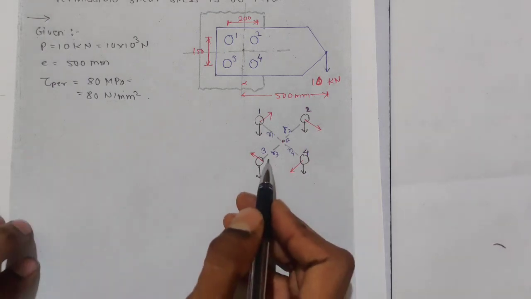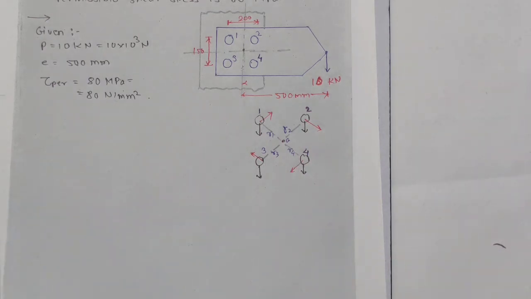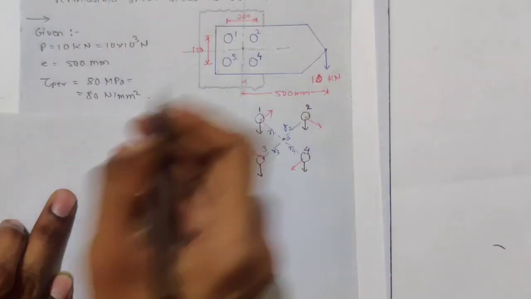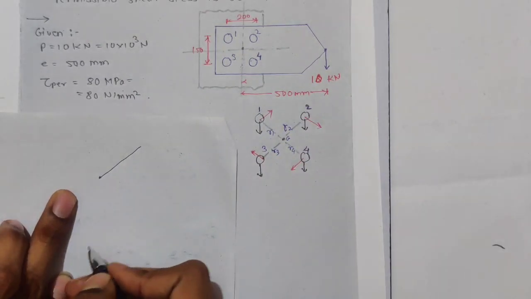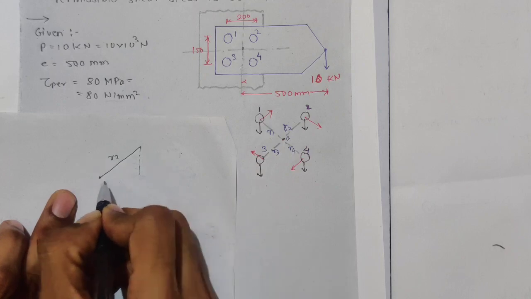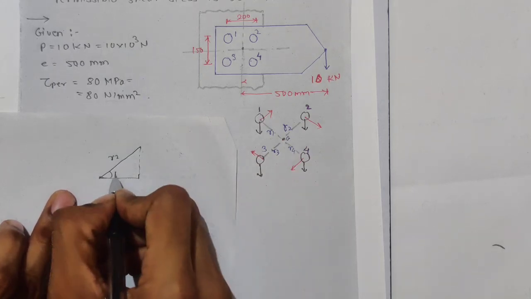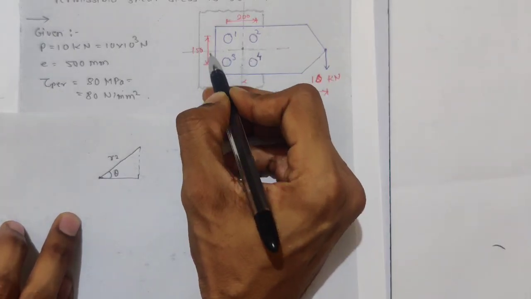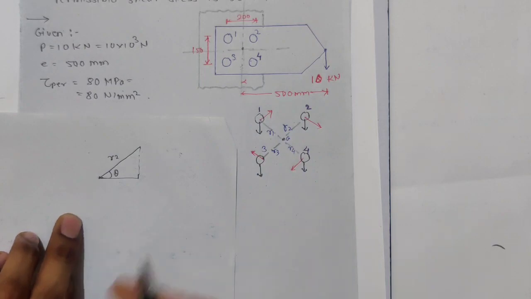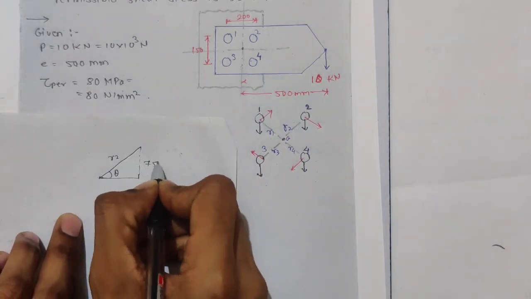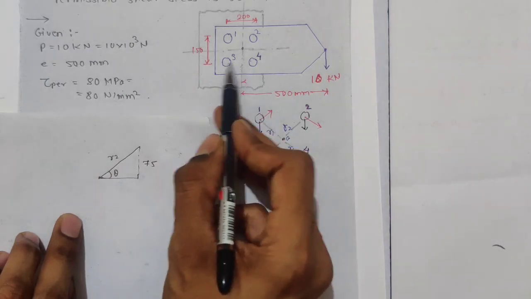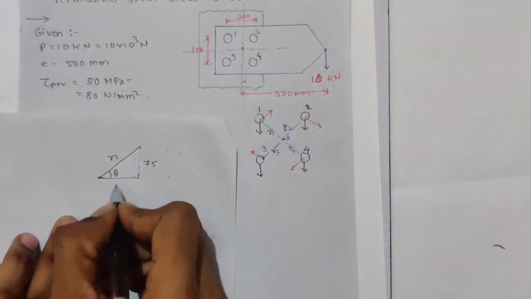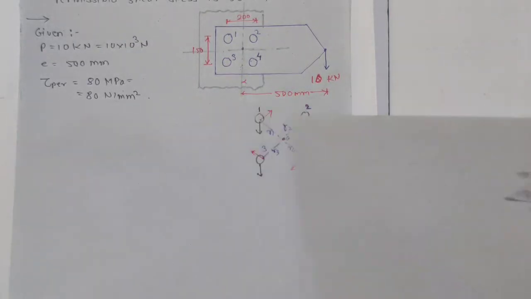Now first we have to find this radius. For that, we want this CG. We have this radius as R2 and this distance. I want to find this R2. This is theta. I know this distance, it is given as 150, so I can say this distance is 150 by 2, that is 75. And this distance is 200, so this distance is 100. So I can find R using Pythagoras theorem.